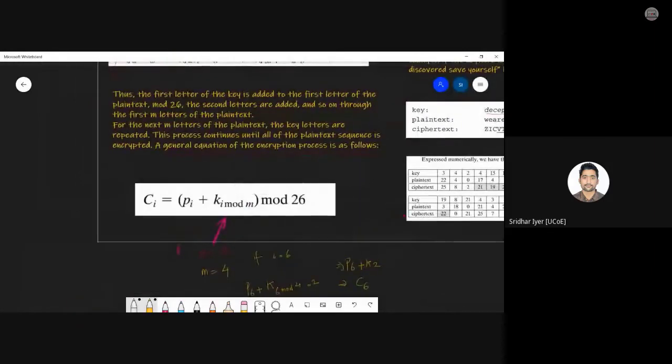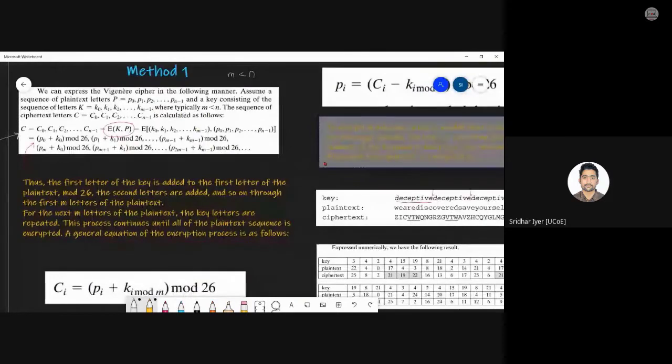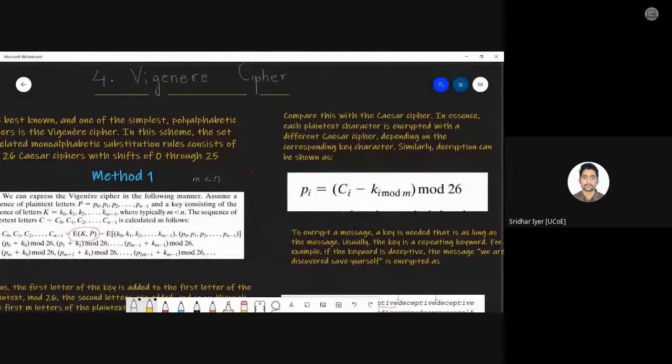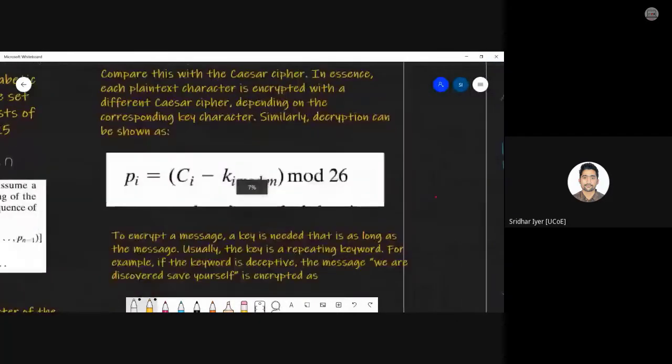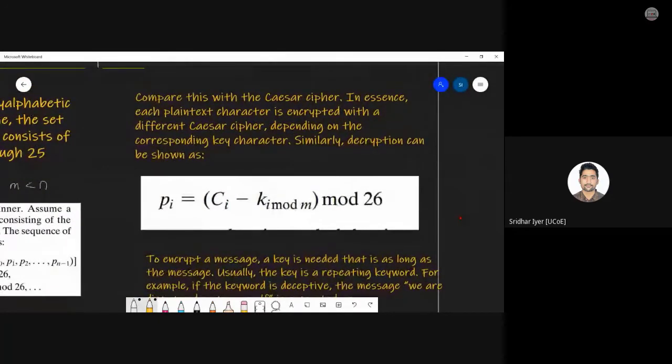So this is the general formula for this Vigenere cipher. Similarly, the decryption also has a particular formula over here, where plain text is replaced by the ciphertext. So P of i will be C of i minus K of i mod m, mod 26. The same thing in subtraction. Okay, I guess this is clear now.